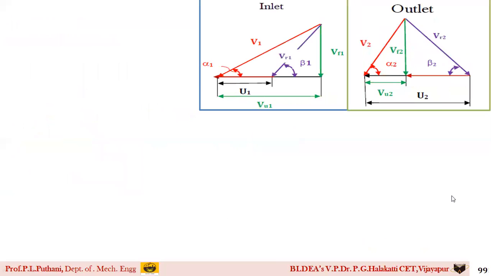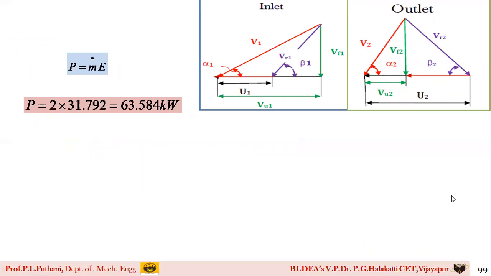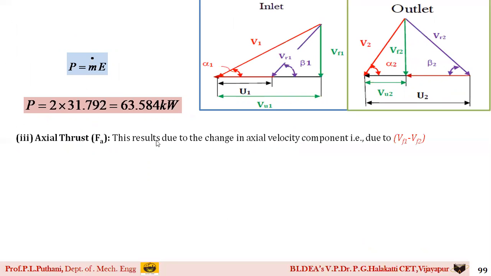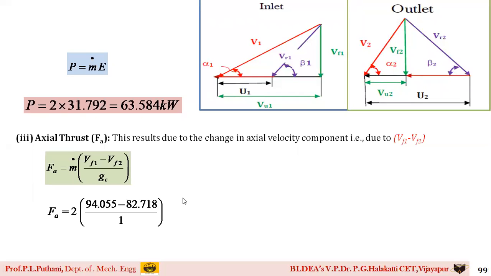Then the other part which is left is regarding the power. So power, we get it as 63.584 kilowatt, and the axial thrust which we are left with is nothing but the difference between Vf1 minus Vf2 with the mass flow rate, in the form of newtons. So the equation is Fa is equal to m dot Vf1 minus Vf2 by GC, and on substituting the values, we get 22.674 newtons. So these are some of the problems.